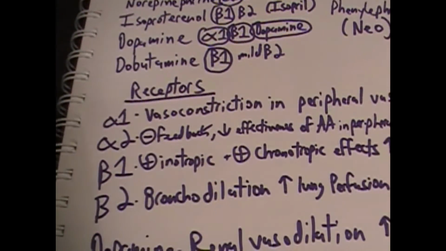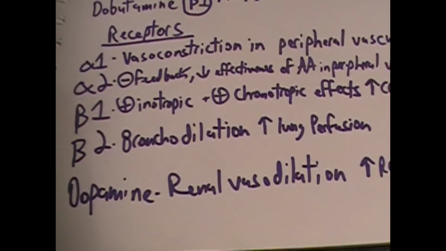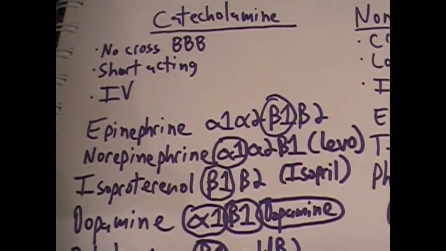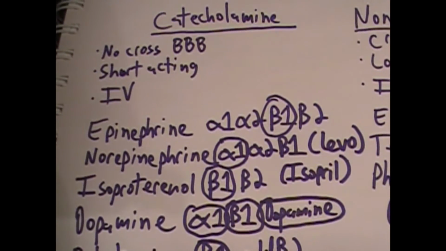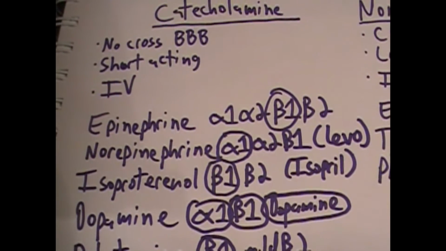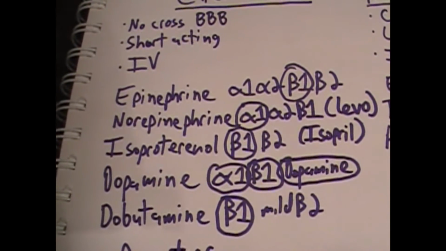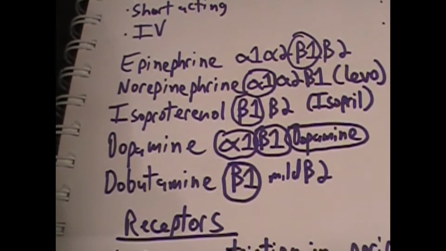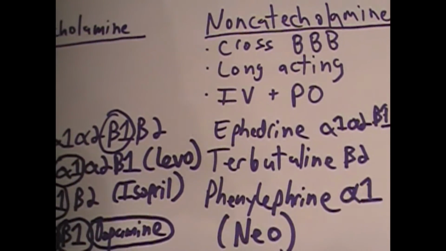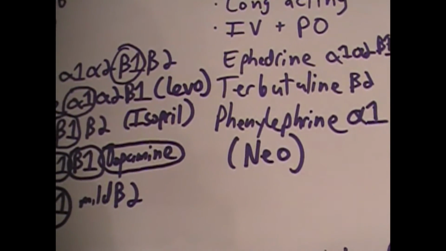And then here are the receptors again: alpha 1, alpha 2, beta 1, beta 2, and dopamine as well. So once again, the catecholamines: epinephrine, norepinephrine, isoproterenol, dopamine, and dobutamine. And for non-catecholamines: ephedrine, terbutaline, and phenylephrine.